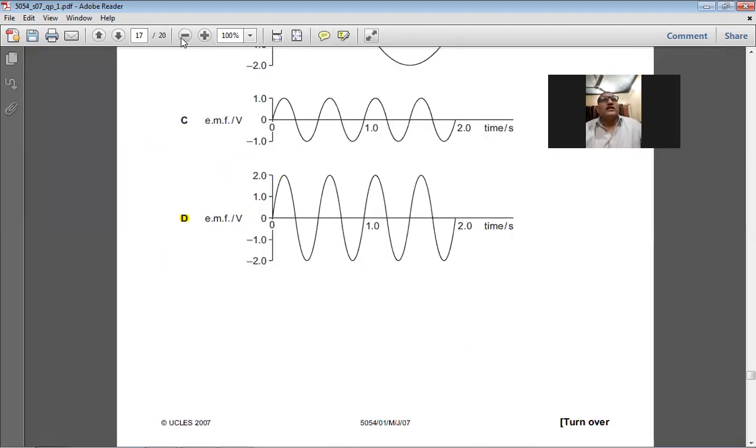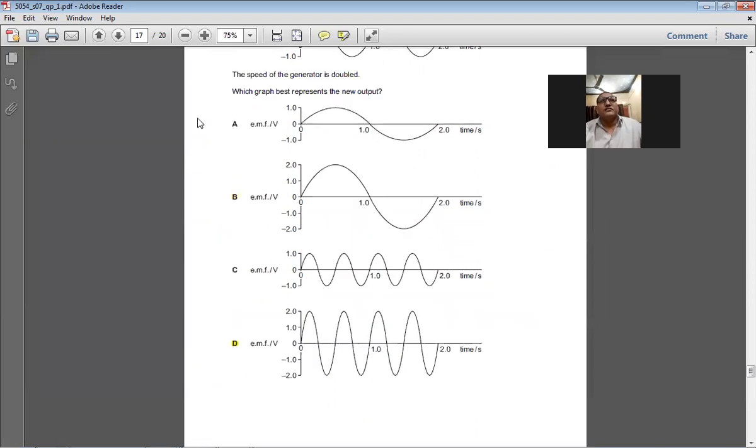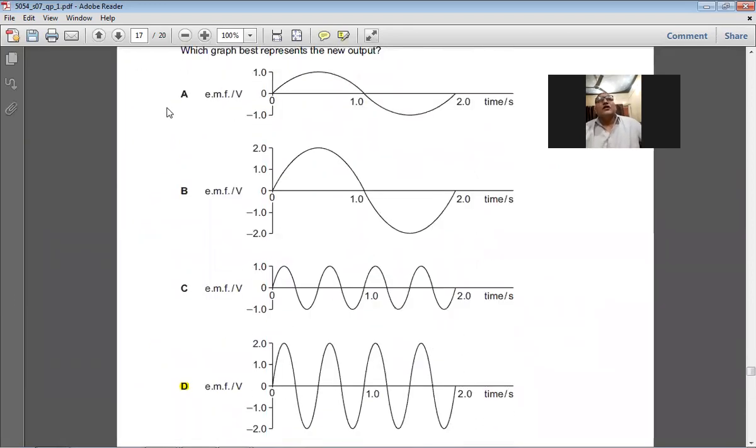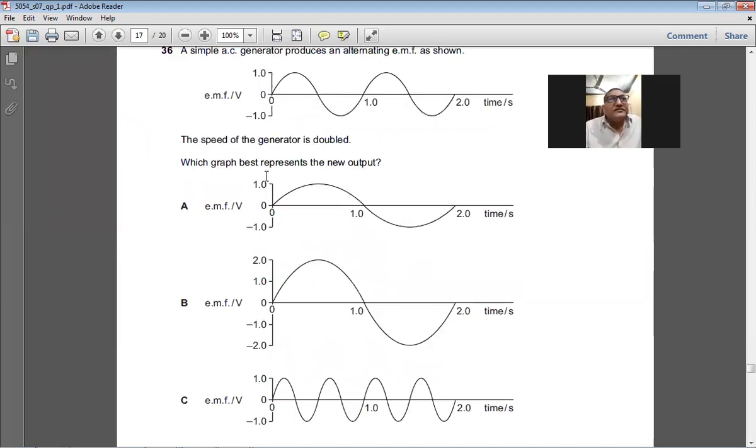To me, it looks like D is the right option, sir. When you double the speed of the generator, the time period will become half. If there was 1 wave in 1 second, now there will be 2 waves in 1 second, and the amplitude will become double. It was 1 volt before, and now it should be 2 volts. So that's why D is the right option, sir.